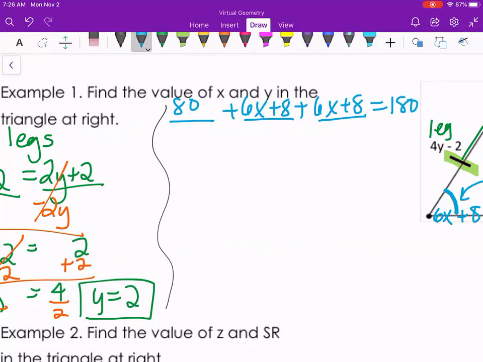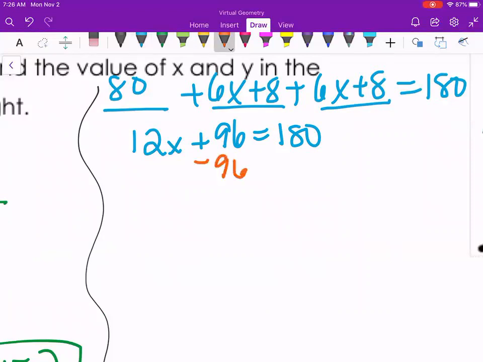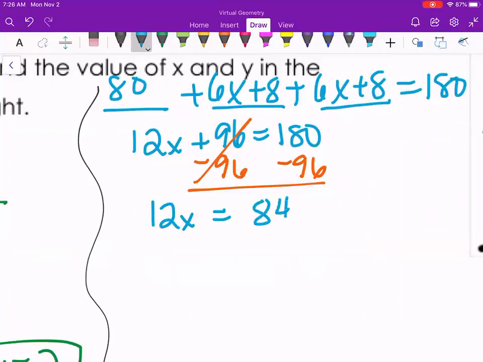All right, so I've got 6x and a 6x, so that gives me 12 x's. 80 and 8 and another 8 give us 96 equals 180. And this is where I can start my solving because I've combined all my terms. So 180 minus 96, because we need to subtract out what we've used, cancel out your plus 96. So 12x is equal to 180 minus 96 is an 84.